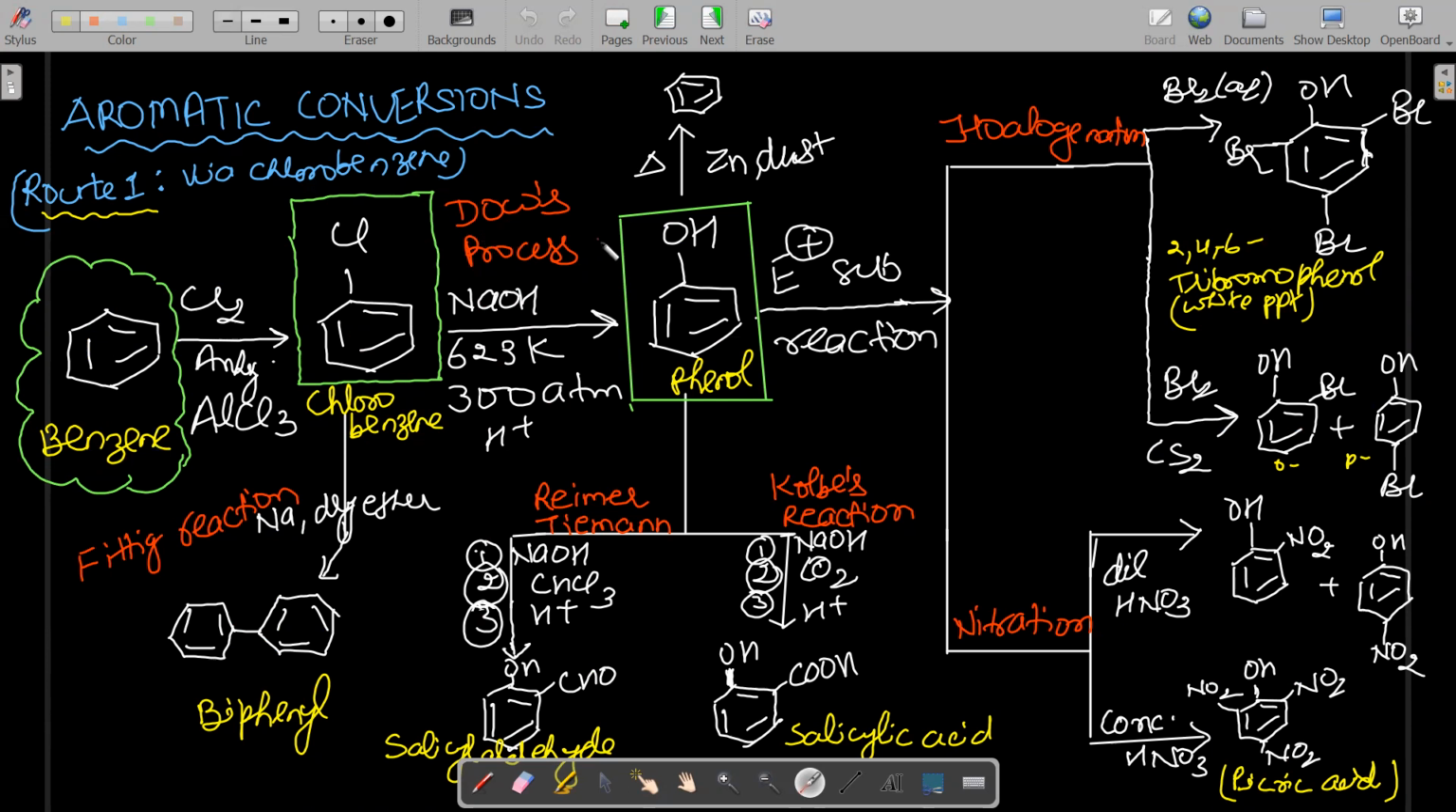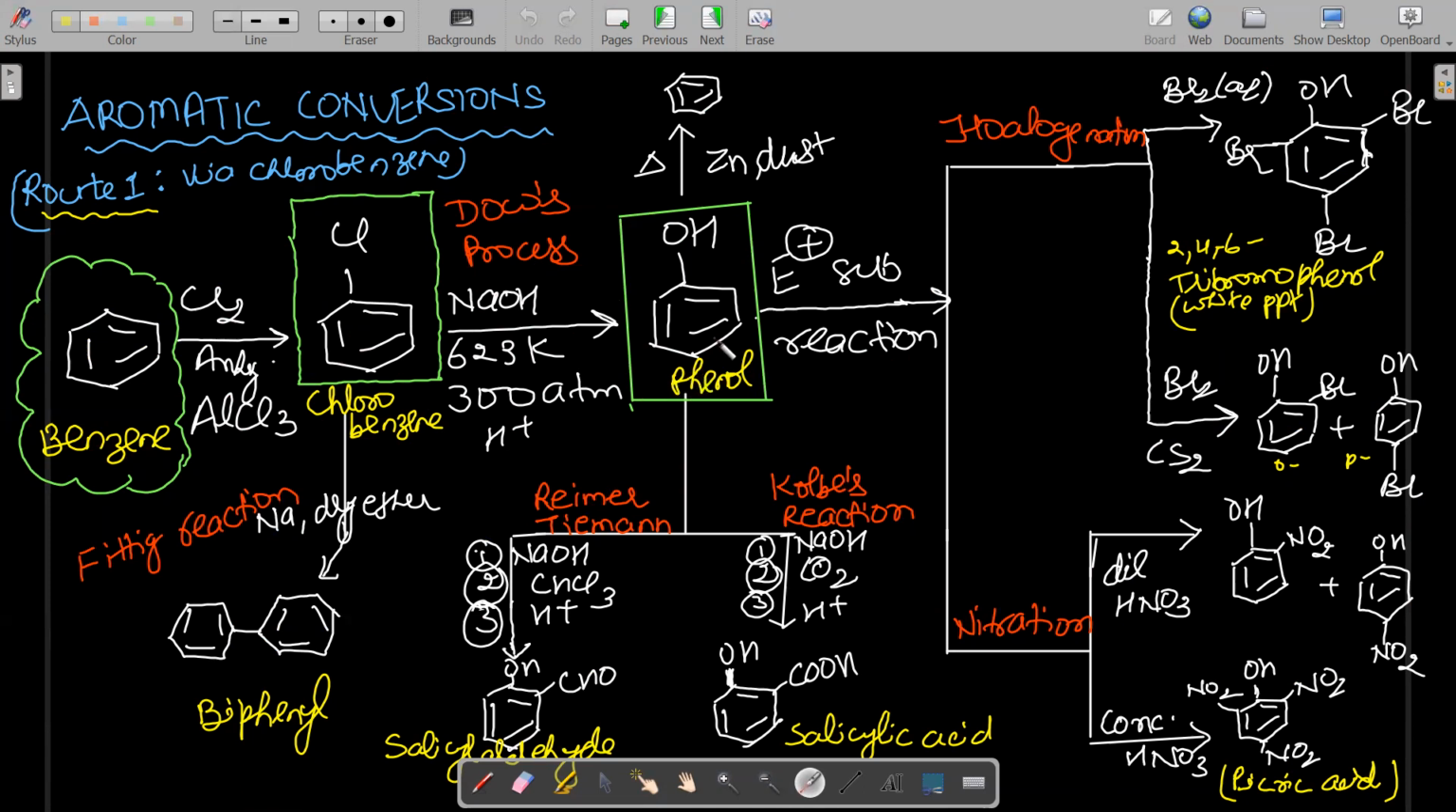And this reaction is basically Dow's process. So suppose in the exam, the question comes: convert benzene to phenol. What two steps do we have to follow? Benzene to phenol conversion will be done in two steps. First, benzene is converted into chlorobenzene by using these reagents, and then chlorobenzene is directly converted into phenol by Dow's process using these conditions and reagents. Now, after phenol, we can see so many steps.